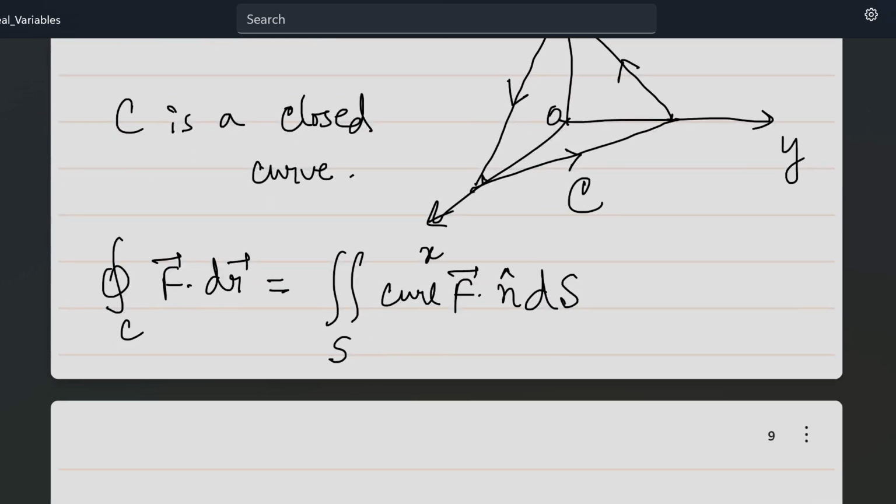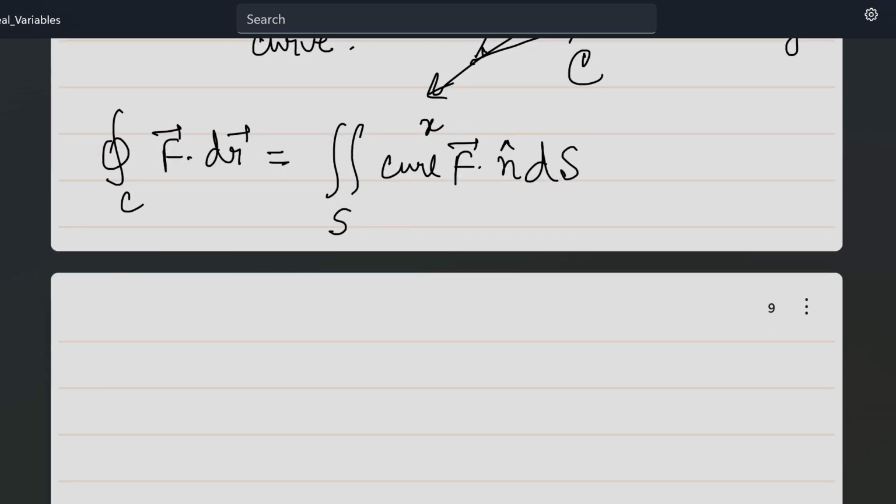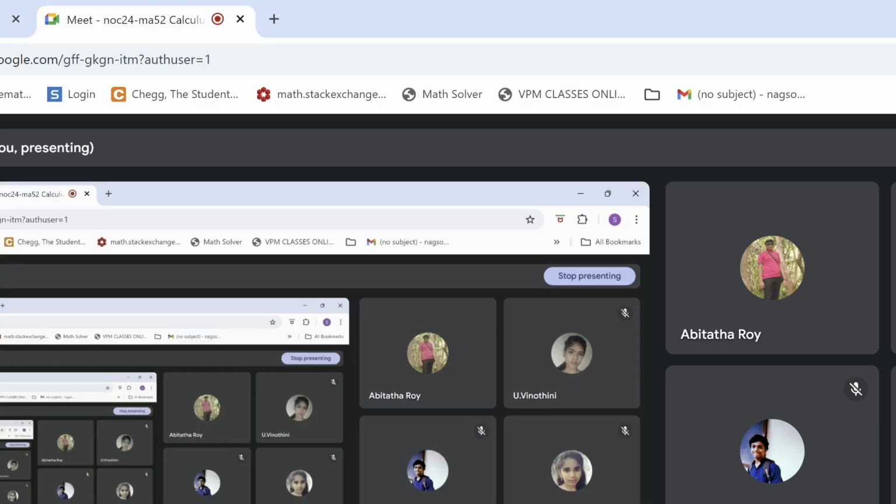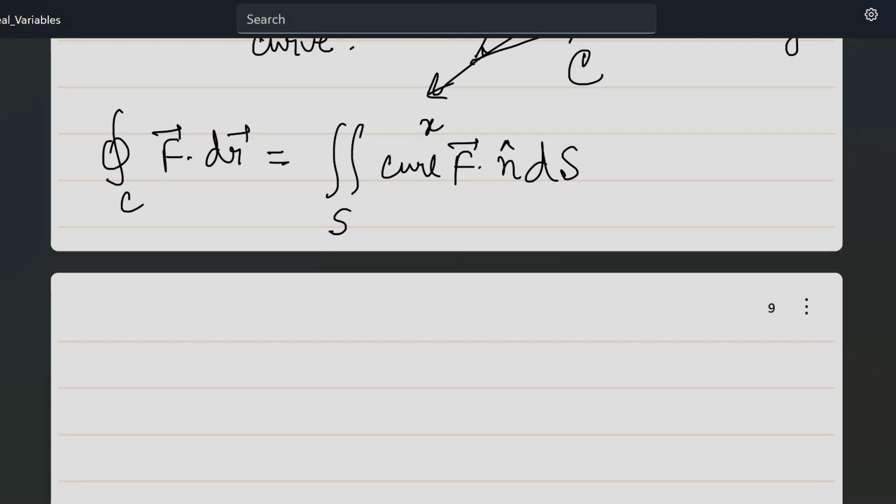Is there any connection? I think Mr. Roy, you told. Yeah, like, please tell. Both of them connect line integral with surface integral. No, no, I am asking about you are saying Green's theorem; I am saying Stokes' theorem.